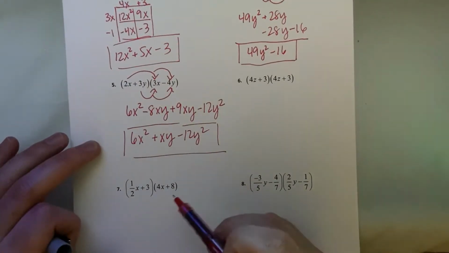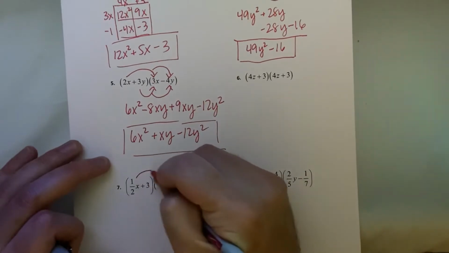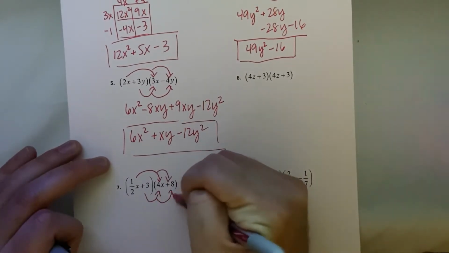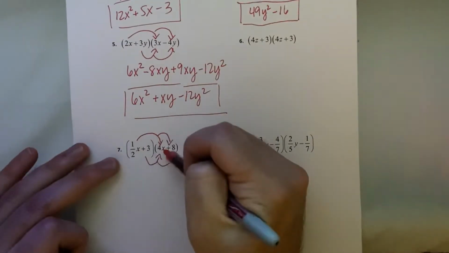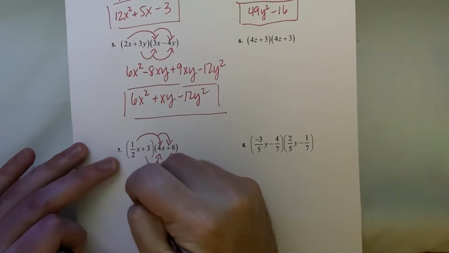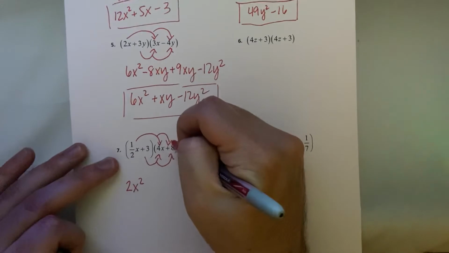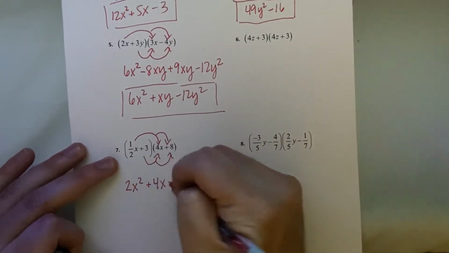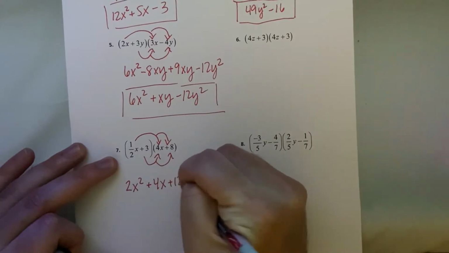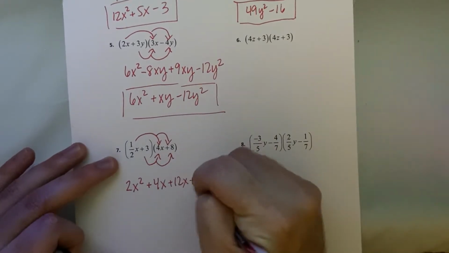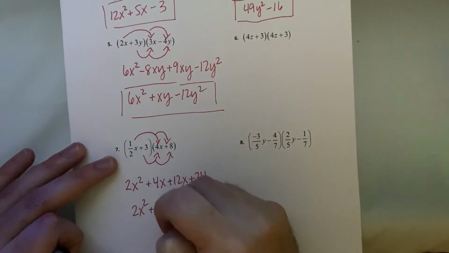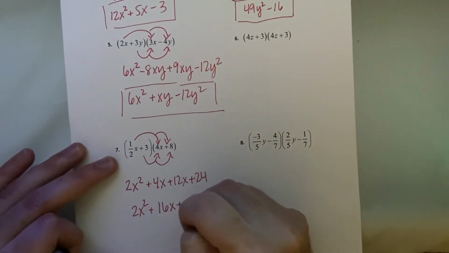1/2 x plus 3 times 4x plus 8. I know we are not the biggest fan of fractions, but we will survive. 1/2 x times 4x is 2x squared. 1/2 x times 8 is plus 4x. 3 times 4x is plus 12x. 3 times 8 is 24. For a total of 2x squared plus 16x plus 24.